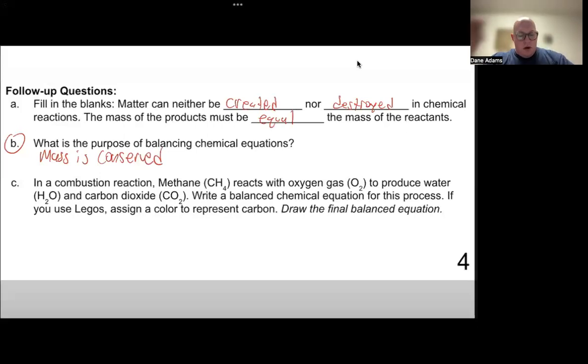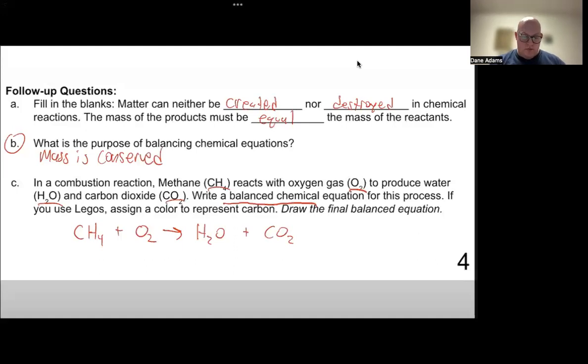All right, part C says, in a combustion reaction, methane, which is CH4, reacts with O2 to produce water and carbon dioxide. Write a balanced chemical equation for this process. If you want to use Legos, or I guess if you did use Legos, then you can. But I'm hoping by now you can kind of see, and this is where we want to end up, we don't need Legos. We don't need a model to do this. If I write it first in its unbalanced form, I'll simply have CH4 plus O2 as my 2 reactants. I'll have H2O and CO2 as my 2 products. And now I start balancing. The first thing I notice is carbon.